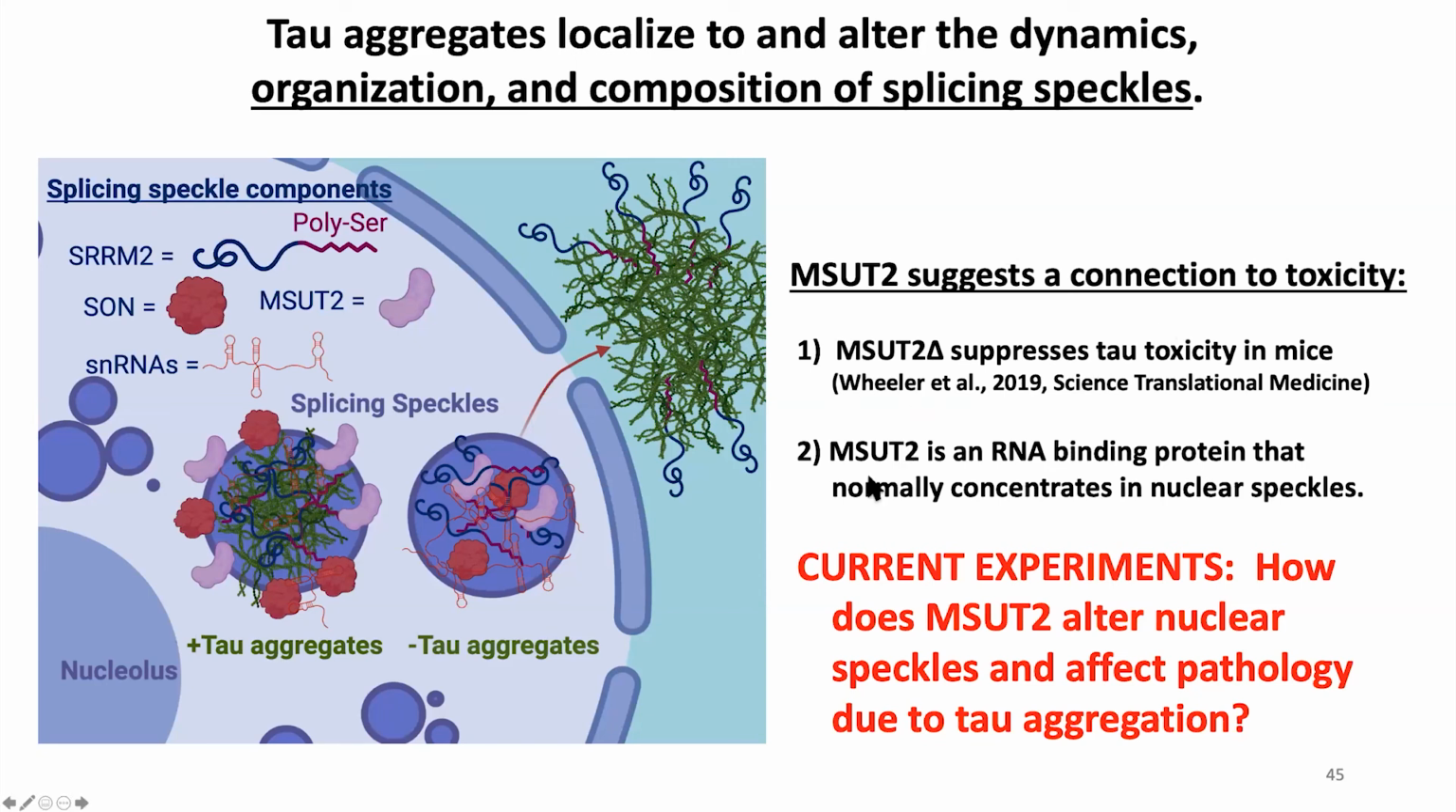This is really striking because MSUT2 is an RNA binding protein that normally is concentrated in nuclear speckles. Now, nobody really understands why getting rid of a nuclear speckle protein rescues the toxicity of tau pathology in a mouse. But because we're now suggesting that tau aggregates actually form in nuclear speckles, and they alter the properties of nuclear speckles, maybe if we can understand how MSUT2 alters nuclear speckles, both with and without tau aggregation, we could gain some insights. This is actually a big focus of my lab right now, trying to understand this process.